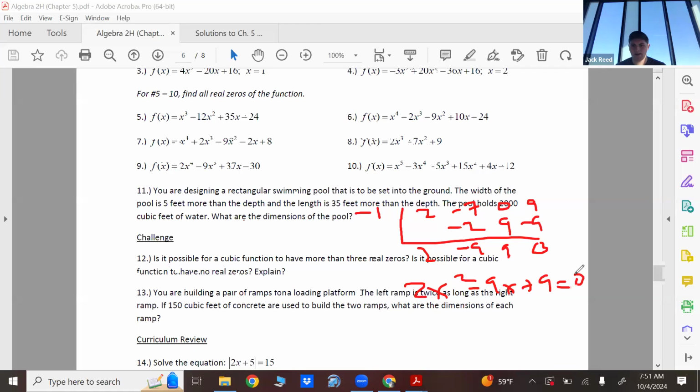Okay, how would I do that again? Do you remember the quadratic formula? Remind me. Negative b plus or minus b squared minus 4ac. Yeah, no, I don't remember that.